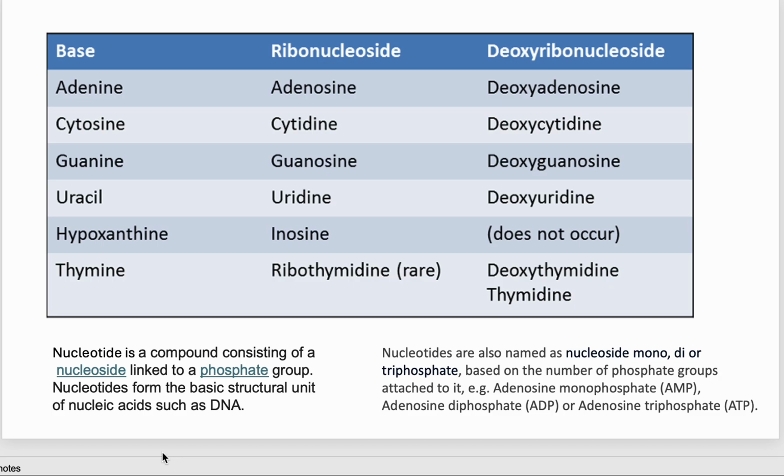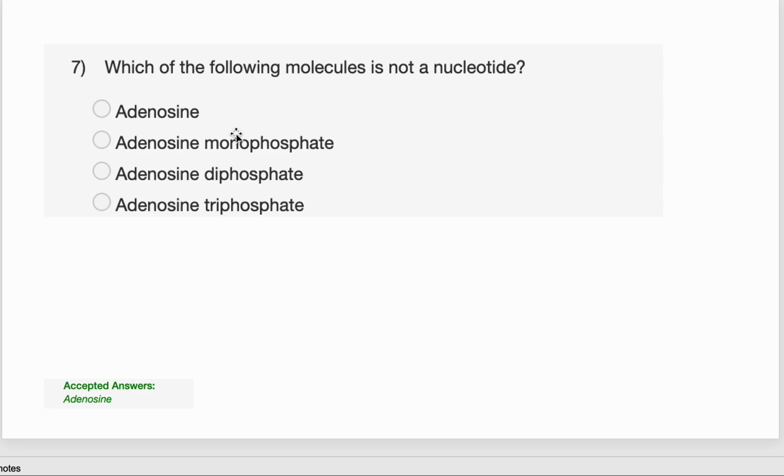A nucleotide is a compound consisting of a nucleoside linked to a phosphate group, and nucleotides form the basic structural unit for nucleic acids such as DNA or RNA. So nucleotides are also named as nucleoside mono-, di-, triphosphate. So this monophosphate is a nucleotide, diphosphate is a nucleotide, and triphosphate is a nucleotide, except adenosine, which is a nucleoside. So that's why the correct answer is adenosine.